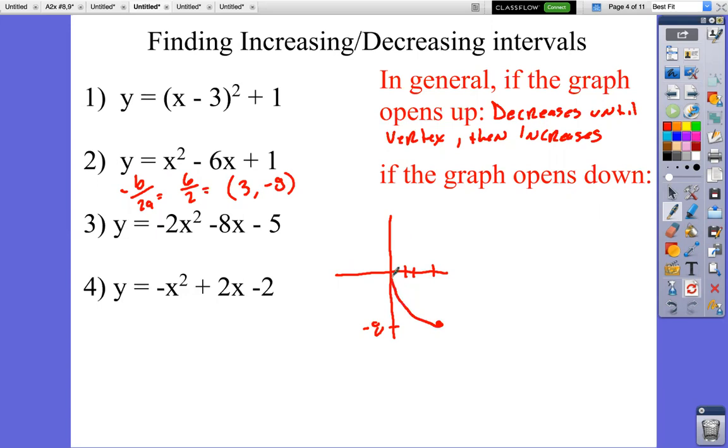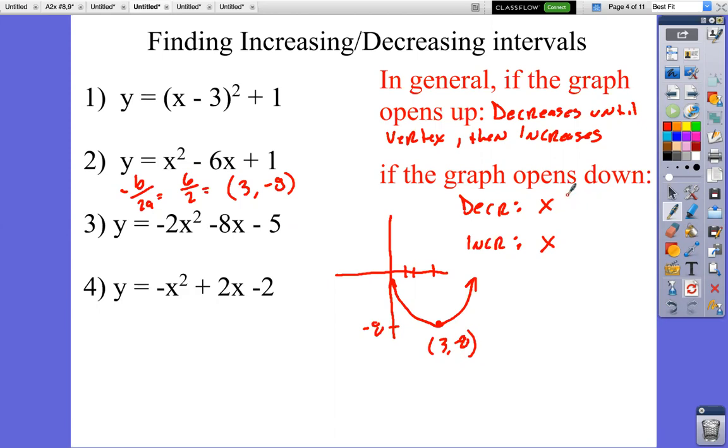So if it opens up, again, let's think about this. That's a minimum value. So what interval is it increasing or decreasing? So it is decreasing, increasing. So this is, remember, this is the point 3, -8. So how would I say on what interval is it decreasing? X greater than 3.